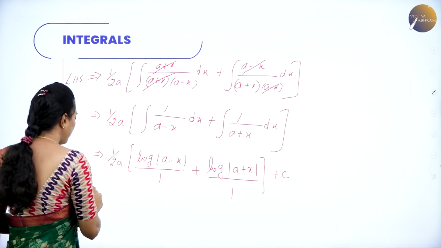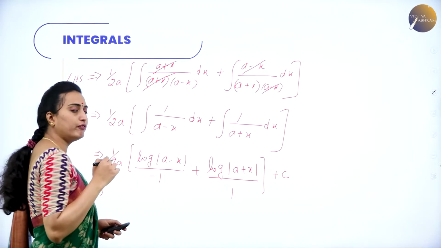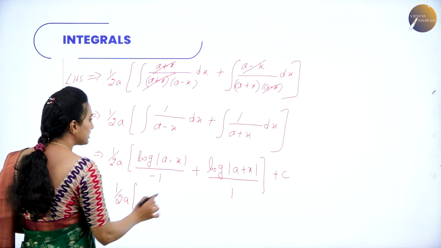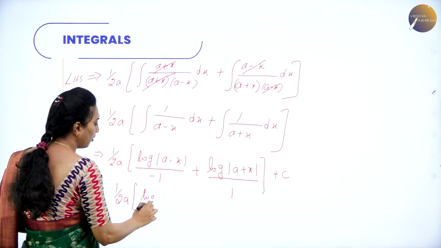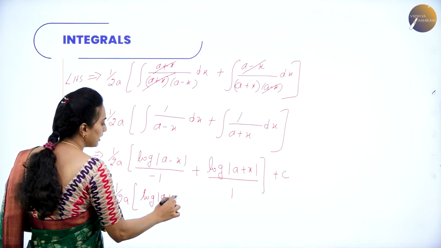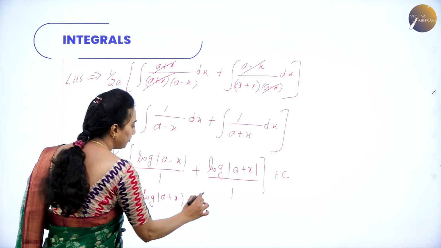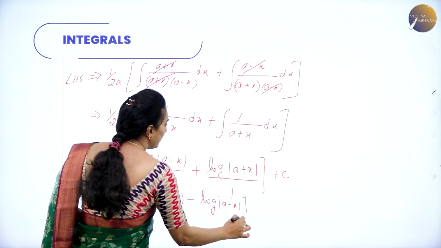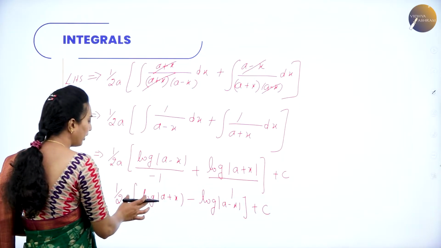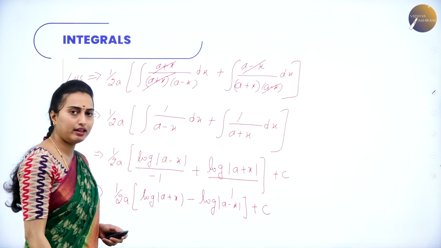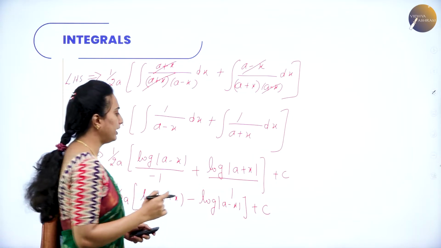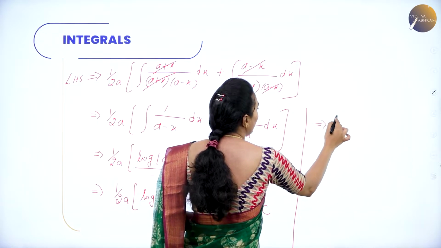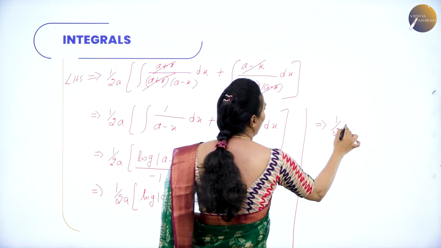Dear students, the negative term will be negative only. So 1 divided by 2a into, first I am writing the positive term, log of modulus of a plus x, and then I am writing the negative term, minus log of modulus of a minus x, plus c. Now this is according to log m minus log n, and along with the modulus symbol I am writing it together. Therefore you are getting the proof will be equal to 1 divided by 2a into log m by n.